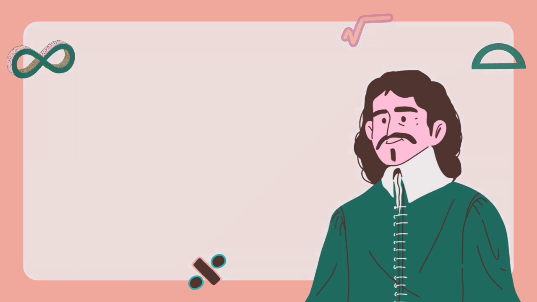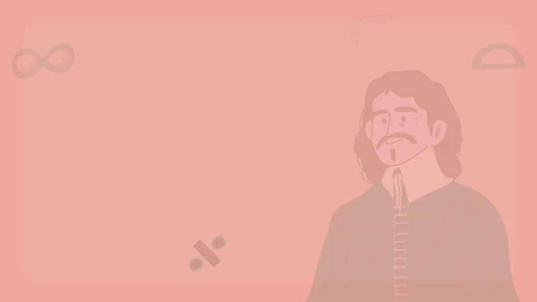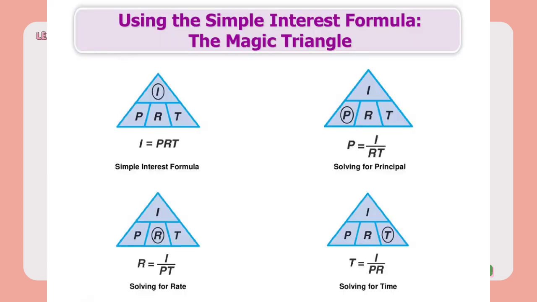However, what if the principal, rate, or time is being asked in the problem? So here are the formulas to be used. I am using here the magic triangle for you to remember the formulas easily. If the interest is being asked, the formula to be used is interest is equal to principal times rate times time. If the principal is being asked, the formula is principal is equal to interest divided by rate times time.